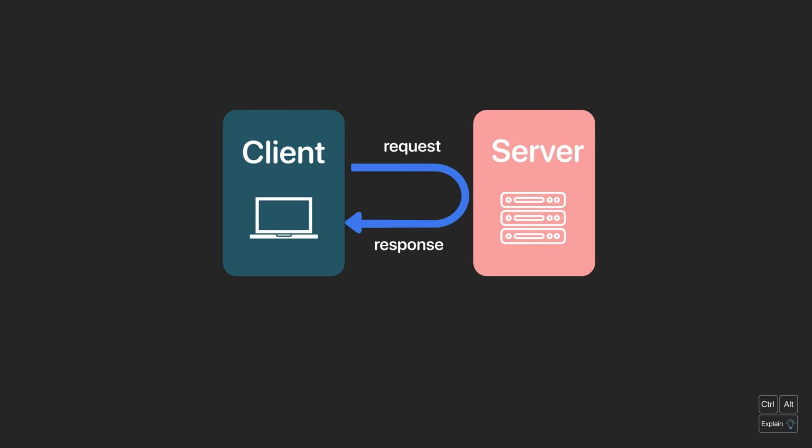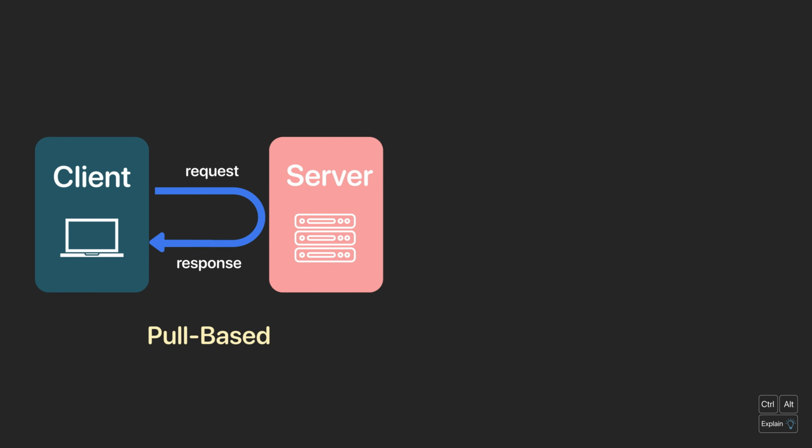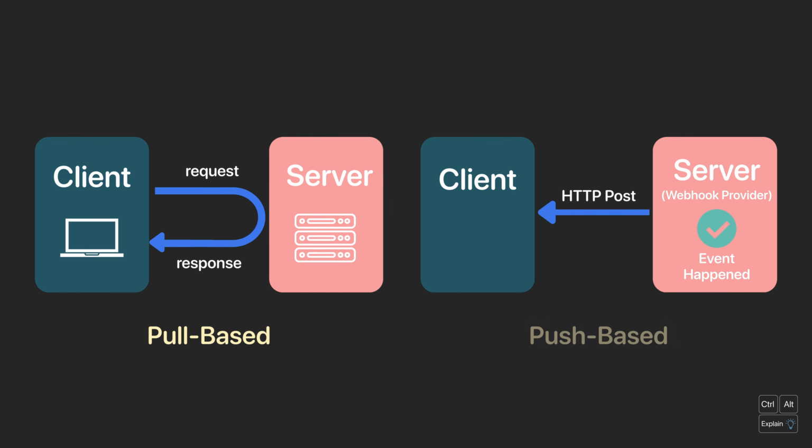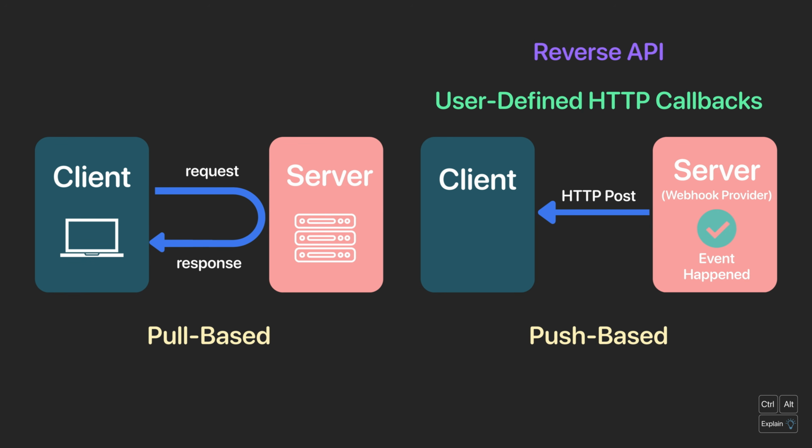To really understand this, let's compare it to standard REST APIs. A REST API is pull-based. With a REST API, you're the one doing the checking. You ask the server, "Did anything change?" A webhook, on the other hand, is push-based. The server notifies you the moment something changes. In technical terms, they are sometimes called reverse APIs or user-defined HTTP callbacks.